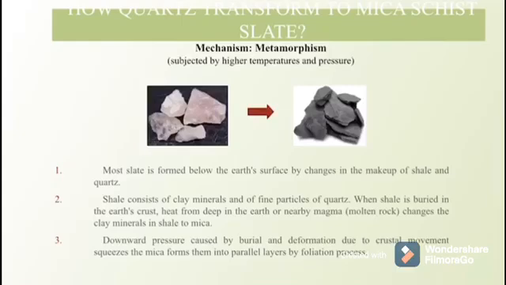Downward pressure caused by wear and deformation due to crustal movement squeezes the mica and forms them into parallel layers by the foliation process. So, from point 2 and point 3, we can see the relation between the high temperatures caused by the magma and the pressure caused by the wear and deformation, which leads to our mechanism, that is metamorphism.